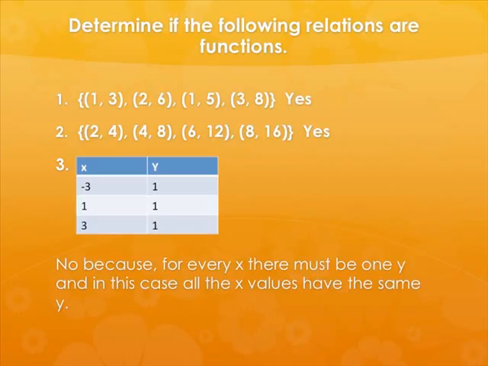Let's look at the table of the relation (-3, 1), (1, 1), and (3, 1). Clearly we know that this is not a function because for every x there must be only one y. And in this case, each x value has the same y value.